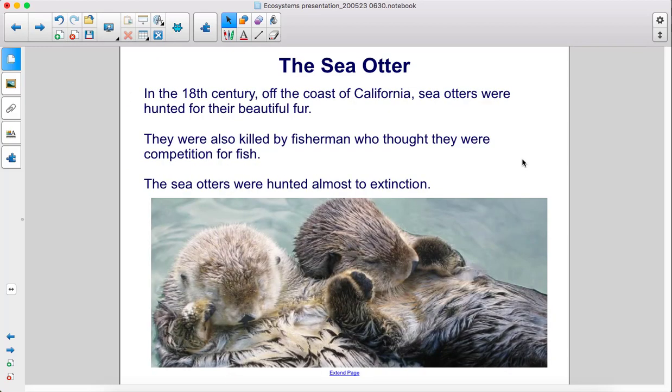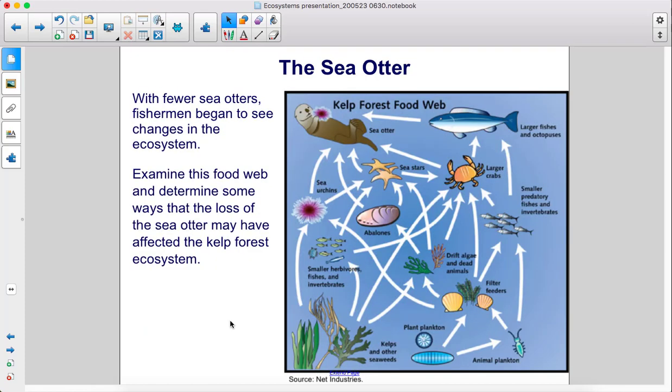In the 18th century, off the coast of California, sea otters were hunted for their beautiful fur. They were also killed by fishermen who thought they were competition for fish. The sea otters were hunted almost to extinction. With fewer sea otters, fishermen began to see changes in the ecosystem. Examine this food web and determine some ways that the loss of the sea otter may have affected the kelp forest ecosystem.